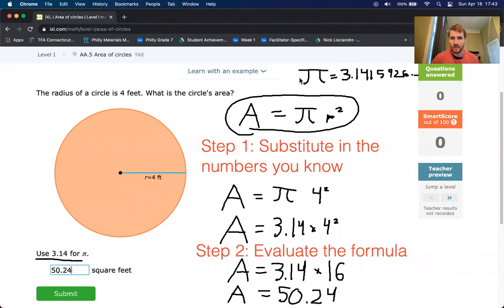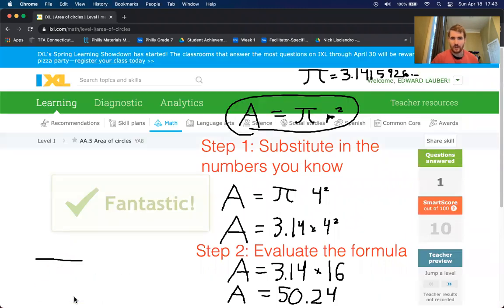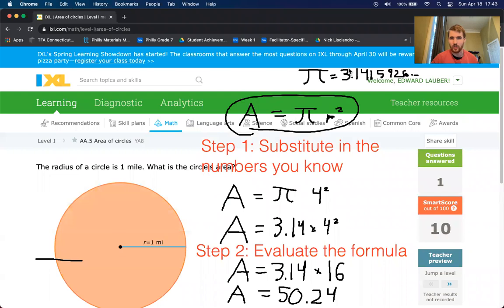So let's go ahead and check our work here. 50.24, the unit is square feet. That's perfect. Submit. Fantastic. Great work.